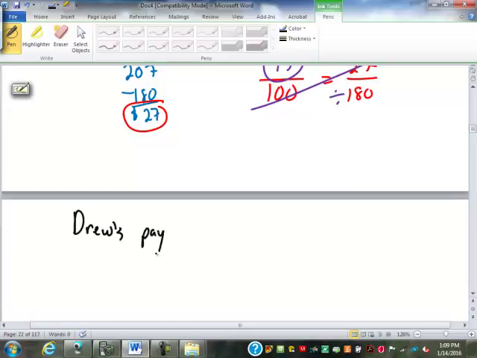Let's say Drew upsets his boss and his pay is cut from $16.20 per hour to $14.10 per hour. What percent decrease is this?